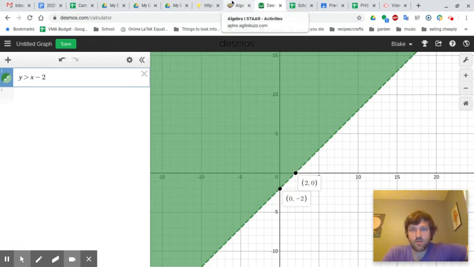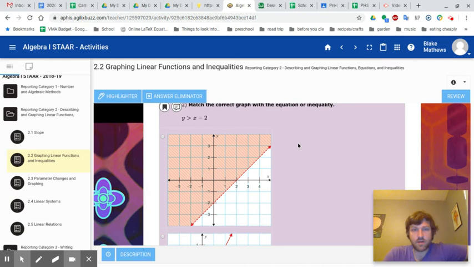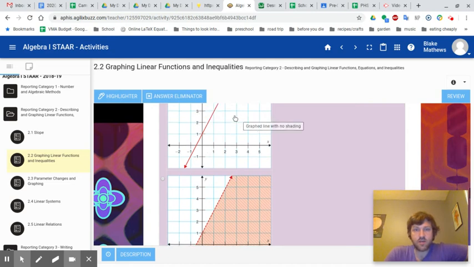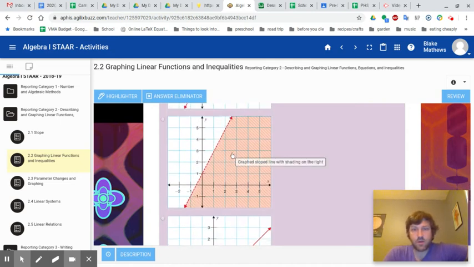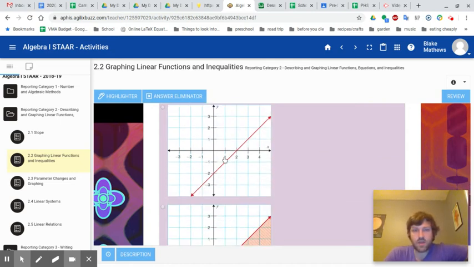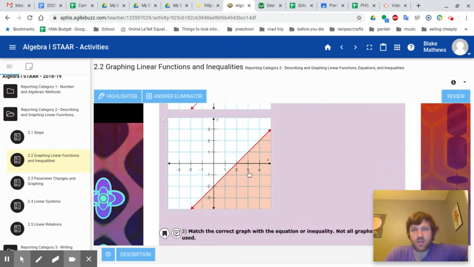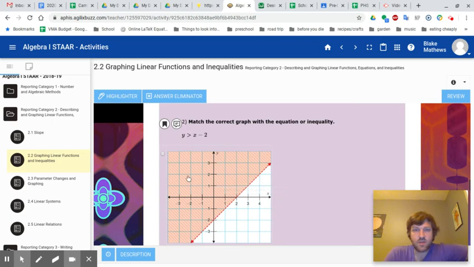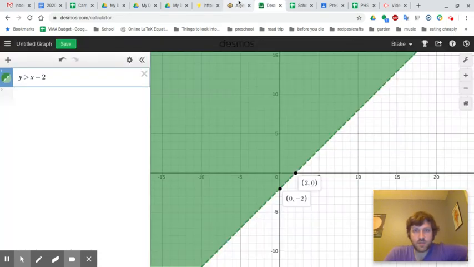And then if I go over here, oh, right away, again, the first one is the answer. It crosses at 2 and negative 2. It's shading in the right area. No shading on number 2. The shading's in the wrong place on the answer 3. No shading on answer 4. The shading's also in the wrong place on the last answer. So the only one that makes any sense is going to be this one.